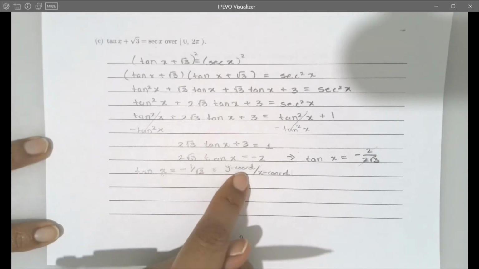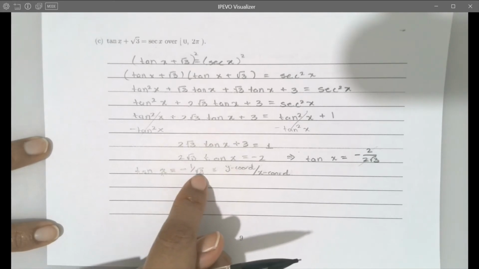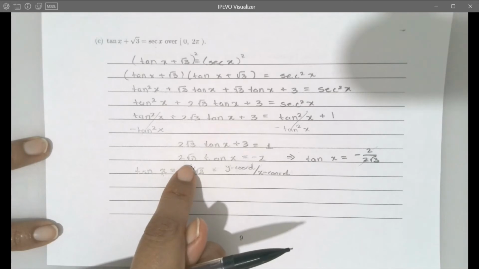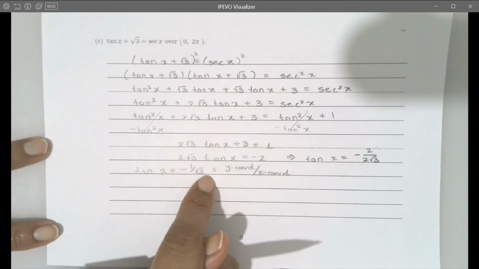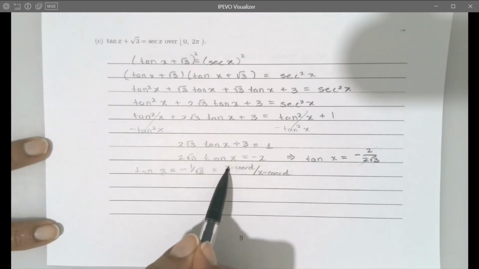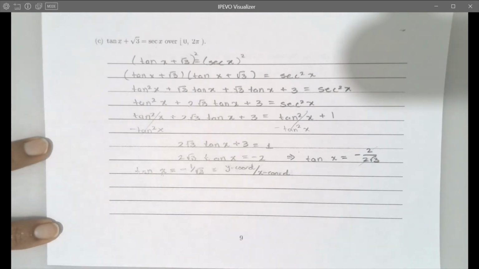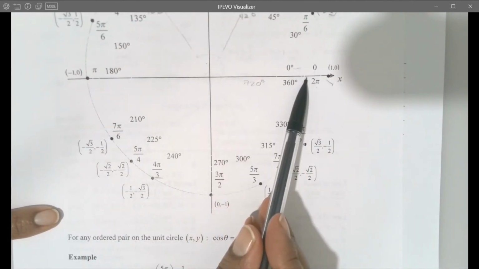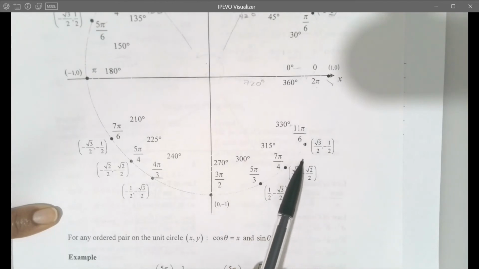Either the y-coordinate is negative and the x-coordinate is positive, or vice versa. The y-coordinate is positive and the x-coordinate is negative. Okay, let's look at the first possibility where the y-coordinate is negative and x-coordinate is positive. Positive x-coordinate means we're going to the right. Negative y-coordinate means we're going down.